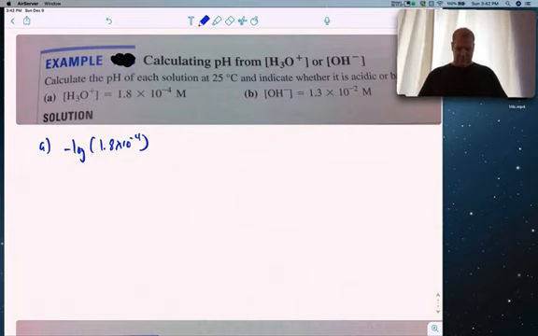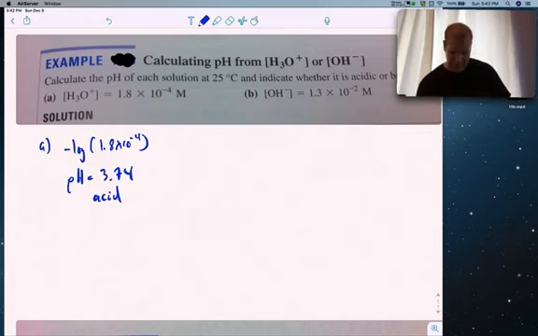So minus log of 1.8e minus 4. And this is, how many sig figs do we have? 2. The pH is 3.74, and this is an acid. So for B, there are 2 ways to solve B.